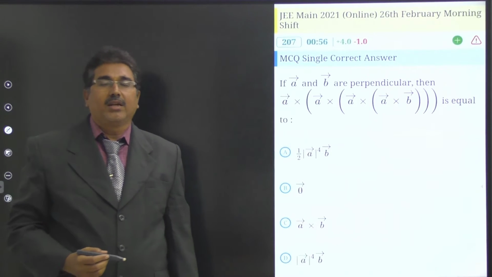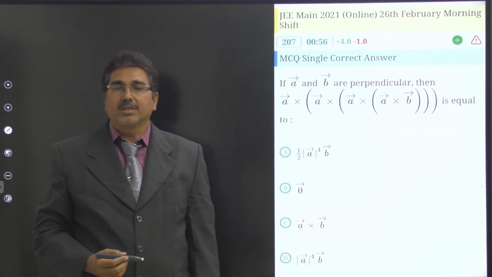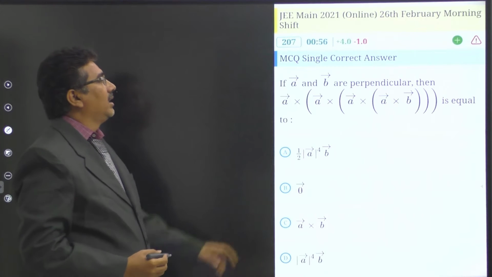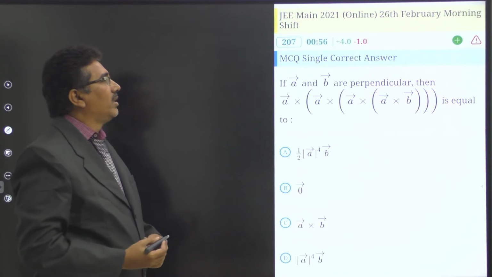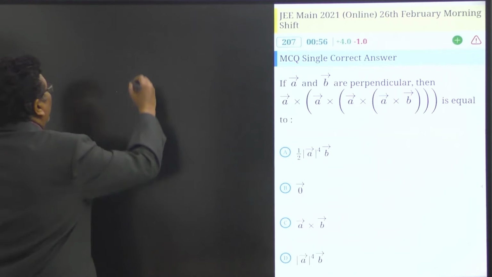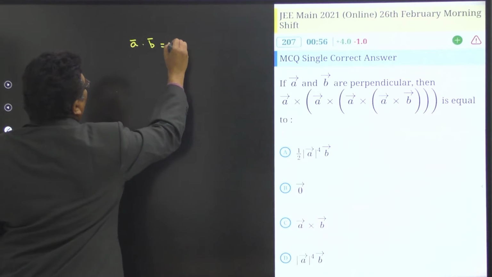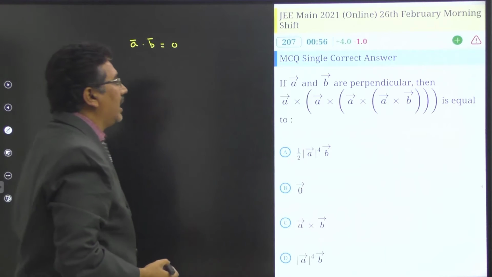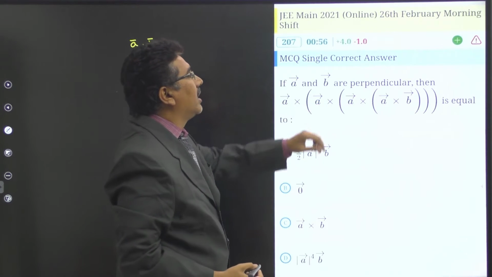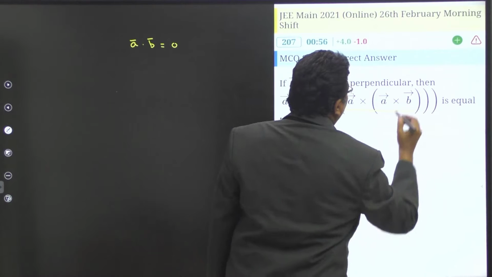Dear students, today we are going to discuss JEE Mains previous questions in the chapter vectors. If A bar and B bar are perpendicular, then A bar dot B bar is equal to 0. Then find A bar cross A bar cross A bar cross A bar cross B bar. This is a direct concept based question.